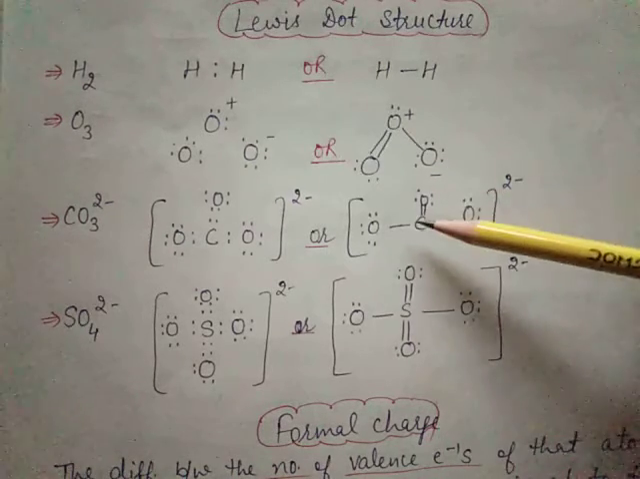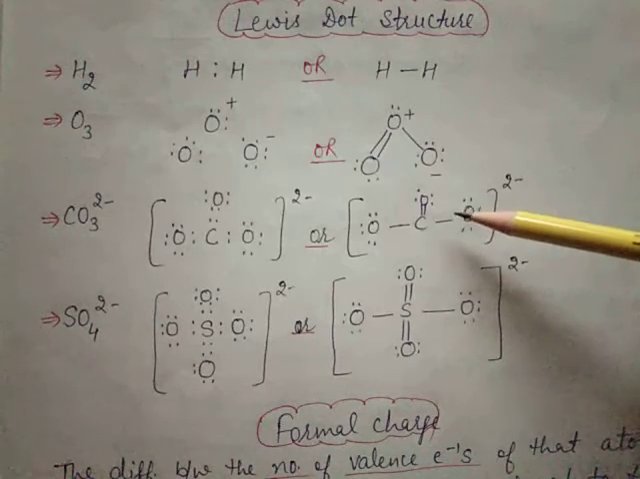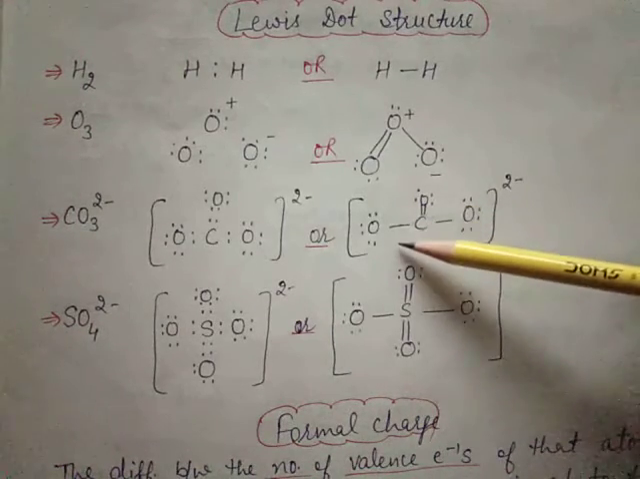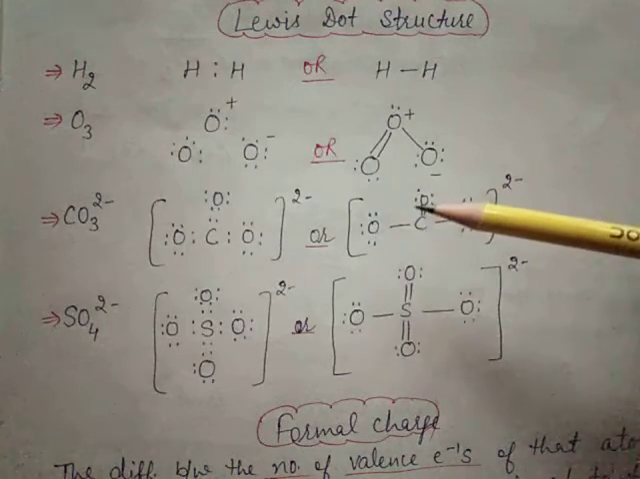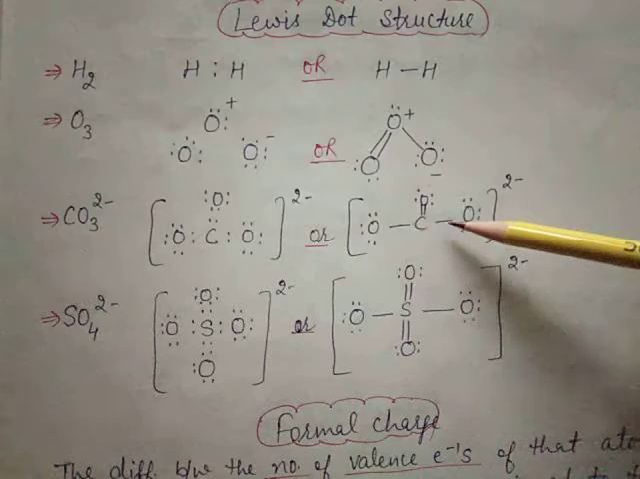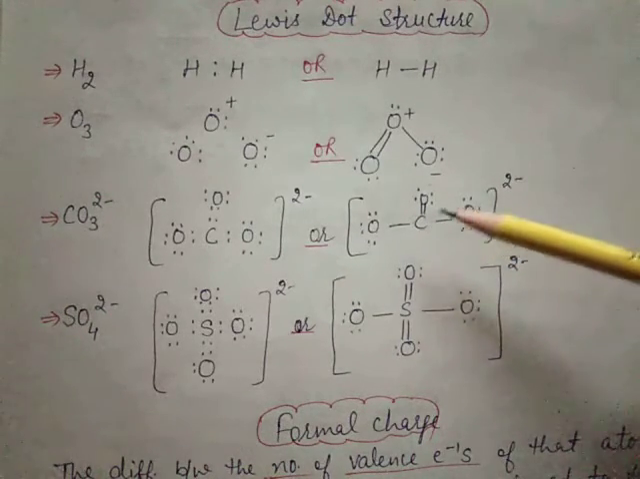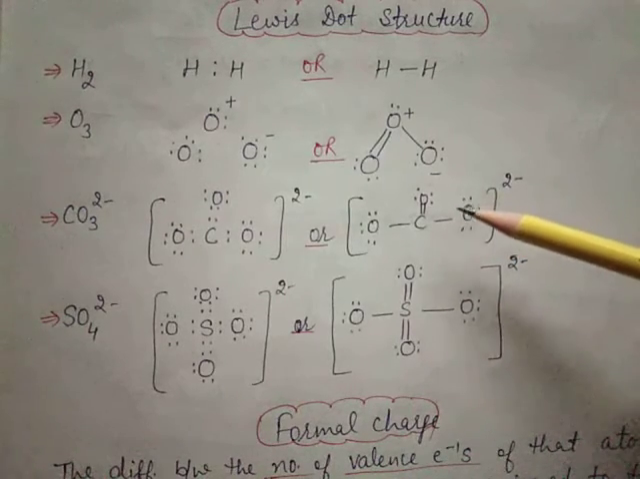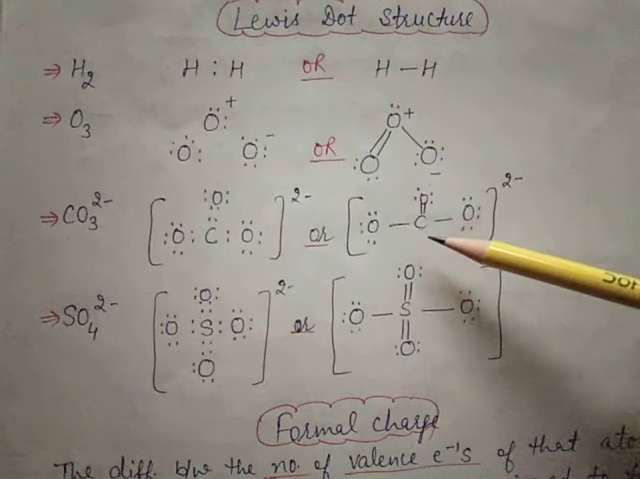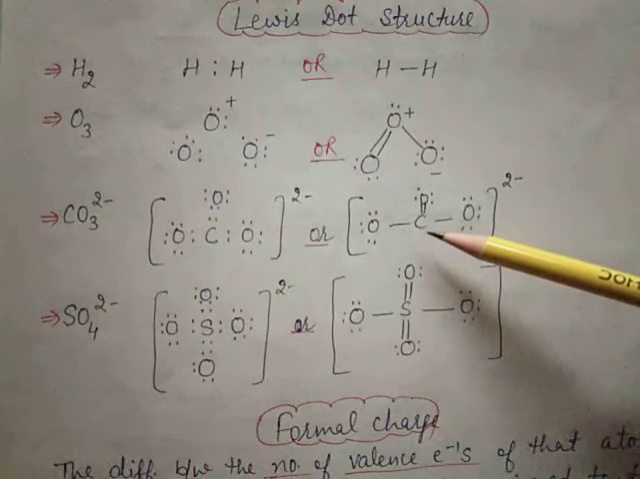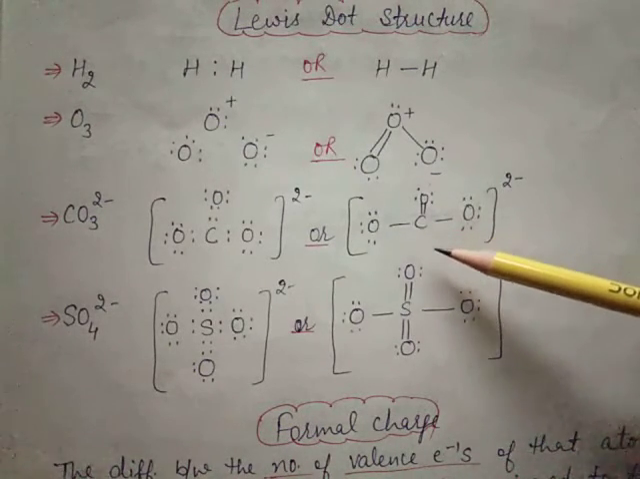Step number 3, draw a single bond to the central atom. Step number 4, complete the octet on the outside atoms. These are the outer atoms, and add the remaining electrons to the central atom. Point number 5, if the central atom does not have an octet, then move an electron from an outer atom to form a double or triple bond.